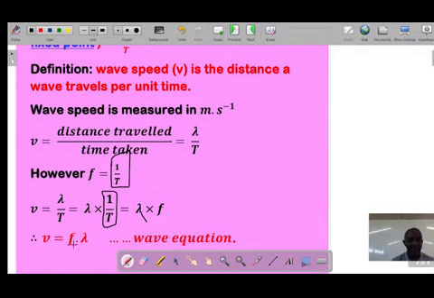Frequency is measured in hertz. What about wavelength? In meters. So don't forget this formula because I'm going to use it a lot. The speed v of a wave is given by the frequency multiplied by the wavelength, which is lambda in meters. Frequency must be in hertz, and wavelength must be in meters. That's called the wave equation. Okay, let us proceed. Next page.